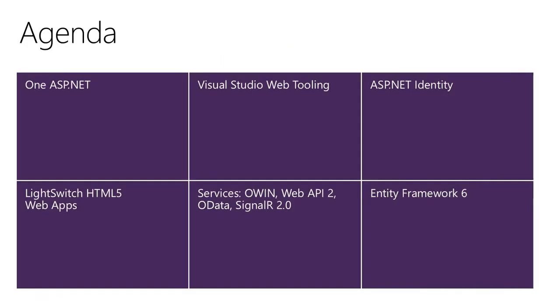So real quick agenda here. We're going to talk about this new concept of what's called One ASP.NET. We're going to look at some of the new tooling. There's a brand new Identity piece to ASP.NET. We're not going to look at LightSwitch. We just don't have enough time to go through all of this stuff. For services, we'll go through more of the Web API 2 stuff. The OWIN stuff is interesting, so I'll definitely mention that. And then we'll touch a little bit on Entity Framework 6. So those are the topics that we're going to go through right now.